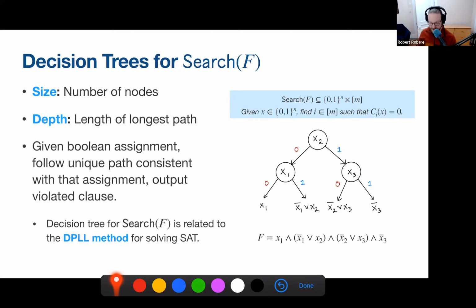And the decision tree for search F is closely related also to this DPLL method for solving SAT. So this was one of the original, obvious backtracking algorithms for solving SAT, where you just query variables and recursively do things. And this is, as far as I understand, originally where this idea of relating decision trees to tree-like resolution came from.